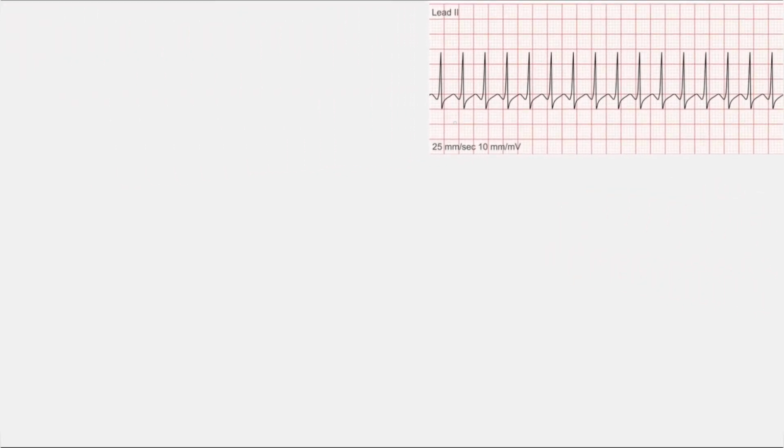This patient is having regular narrow complex tachycardia with no P wave. This is the T wave. There is no P wave. So this is an SVT. What are the steps of management of SVT? The first step is by doing vagal stimulation.